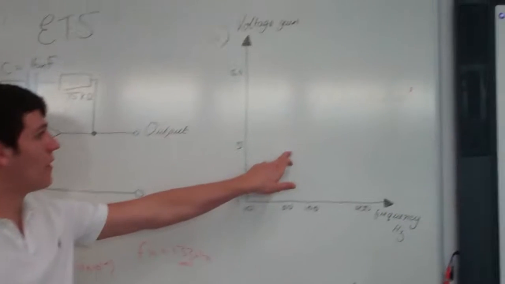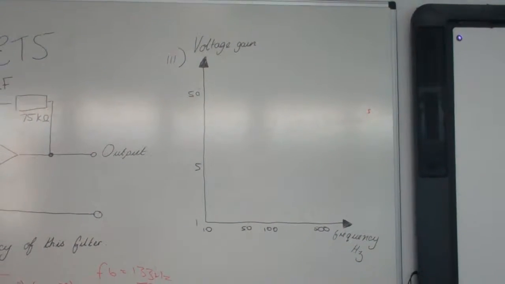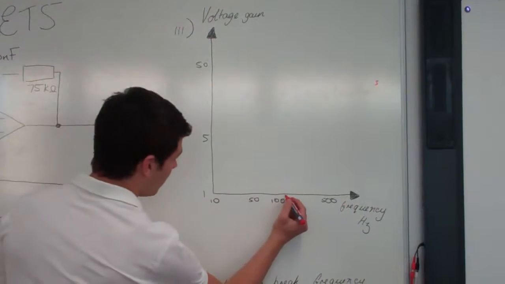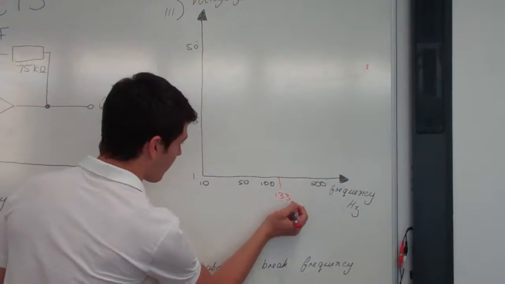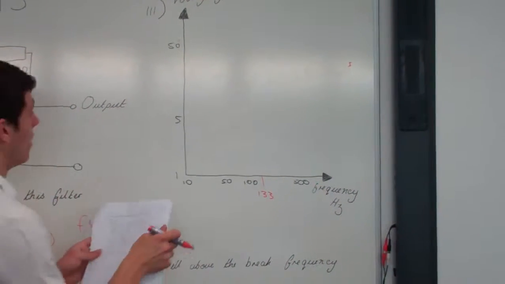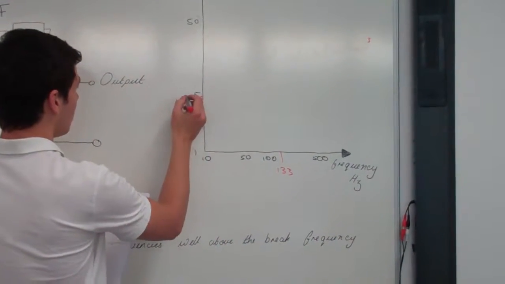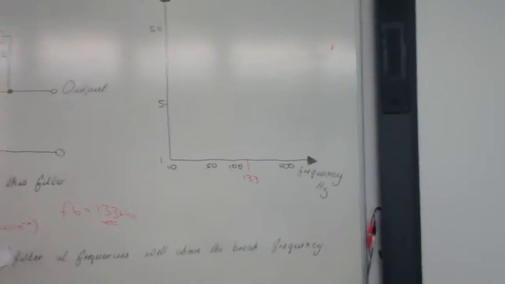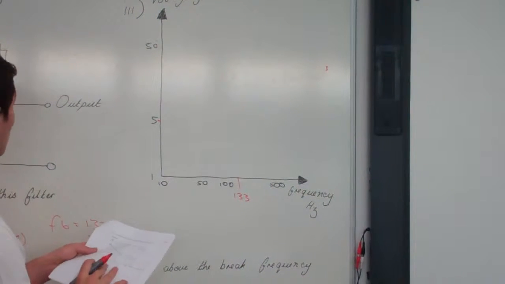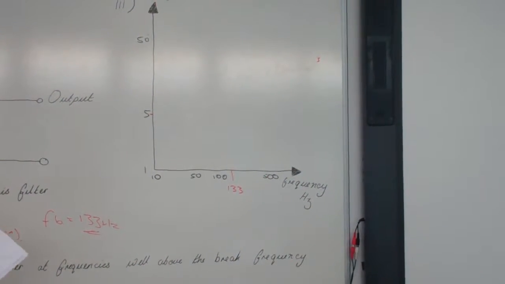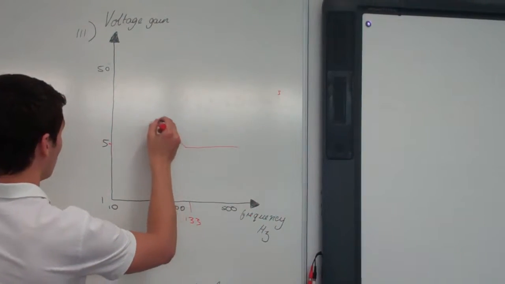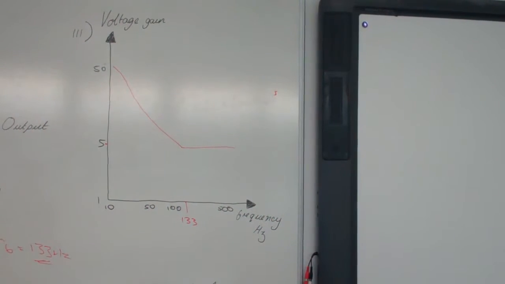These graphs are normally worth 3 marks. The first mark will be for showing your break frequency. We know 133 Hertz, 133. The second bit is going to be a gain of 5. So there's our gain of 5. And the last mark will be for getting the right shape of the curve. And we know, because this is a bass boost filter, the shape goes like this. Okay, so that's your final mark.